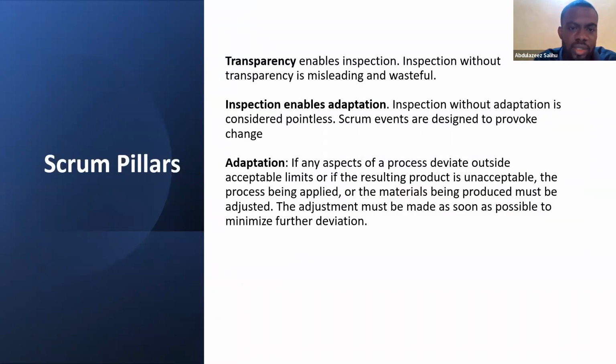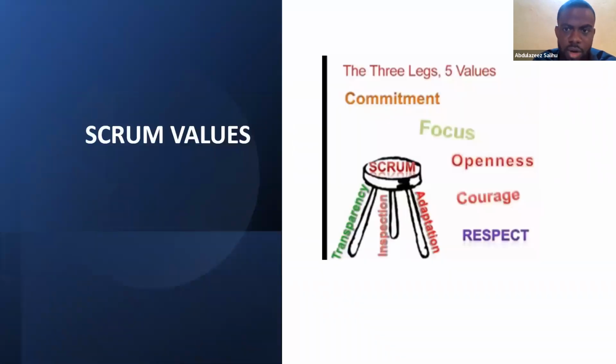So, Scrum pillars: transparency, inspection, and adaptation. Some values, I've talked about this before. The Scrum team needs to be focused, needs to be open, needs to be courageous, and you have to have respect.